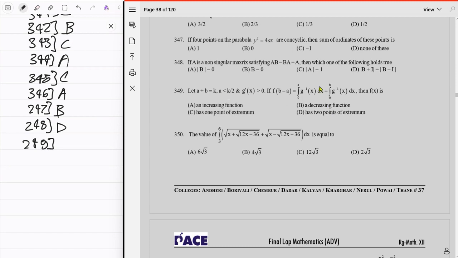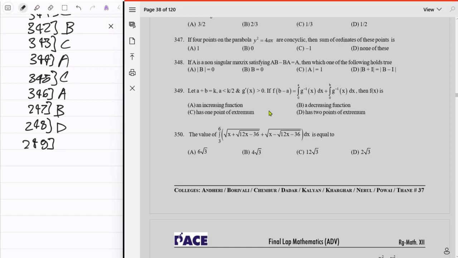Okay, a plus b equal to k, you are saying, a is less than k upon 2, so basically b is bigger than k upon 2, whatever, and g dash of x is this. It's not negative, they have given positive here for some reason. So okay. Then f of x is an increasing function, with one point of extrema.